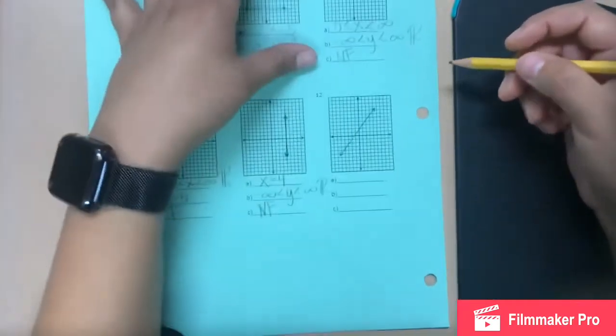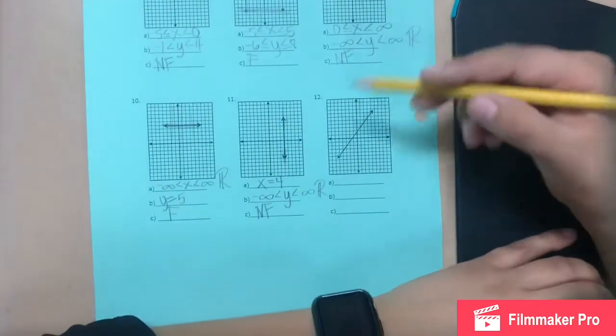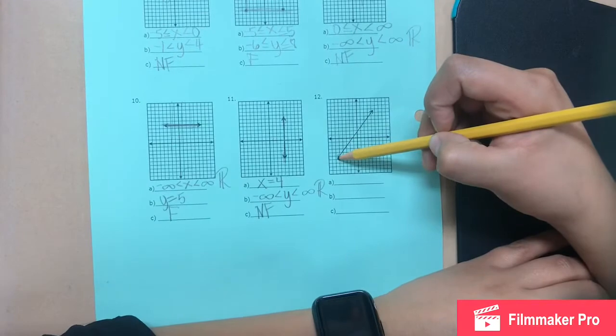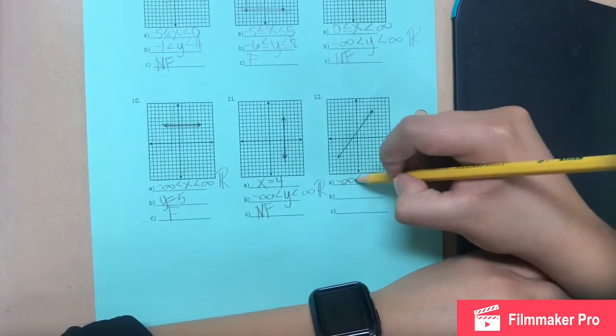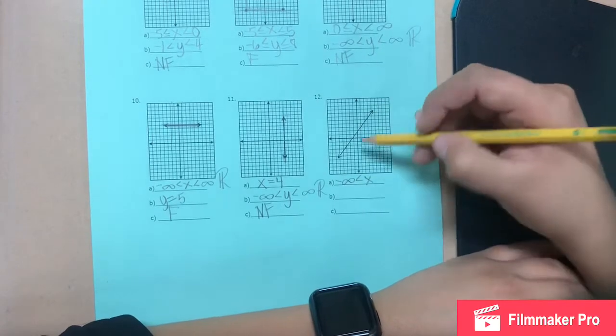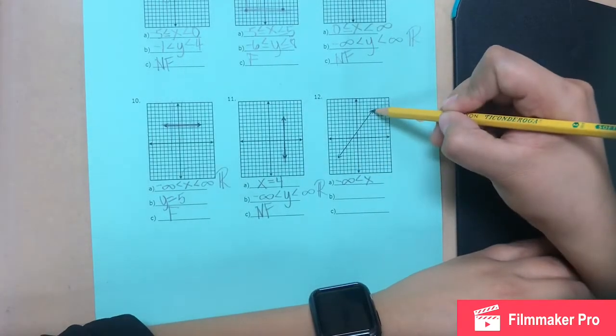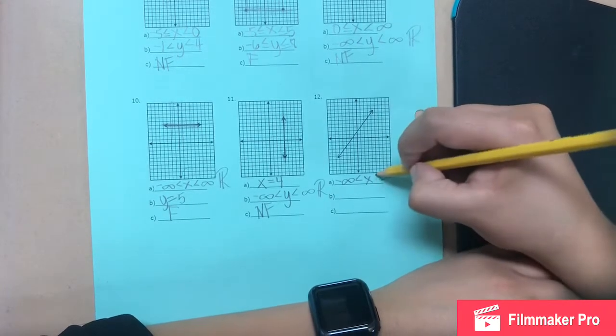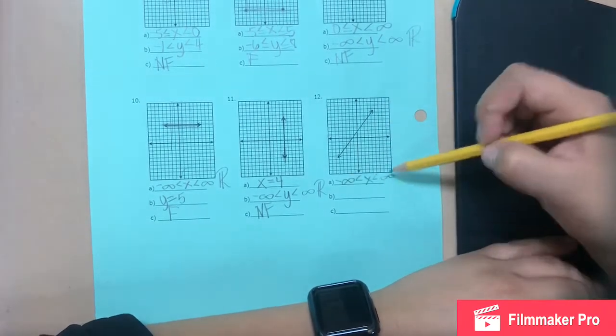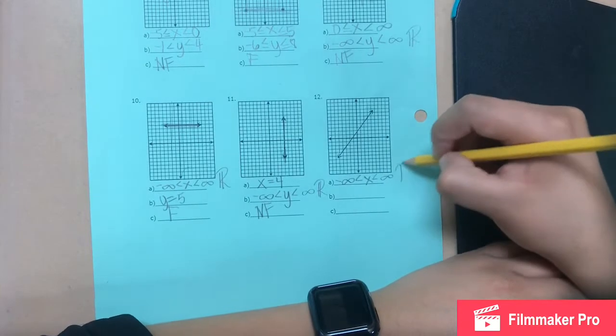Last one, number 12. If I put my pencil on the farthest left, that's this arrowhead. That means forever and ever to the left. That's negative infinity. Arrowhead means less than x. If I put my pencil on the farthest right, that's forever and ever to the right, which means positive infinity. It's also an arrowhead, so that means less than. Since it's negative infinity to positive infinity, that is all reals.